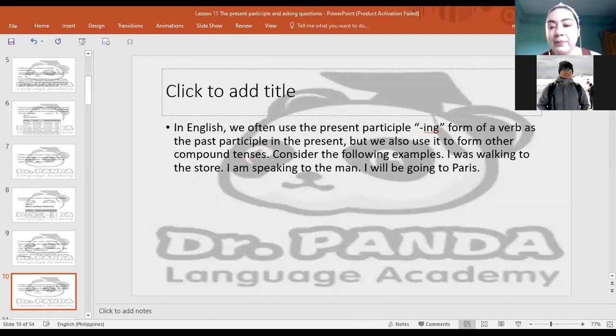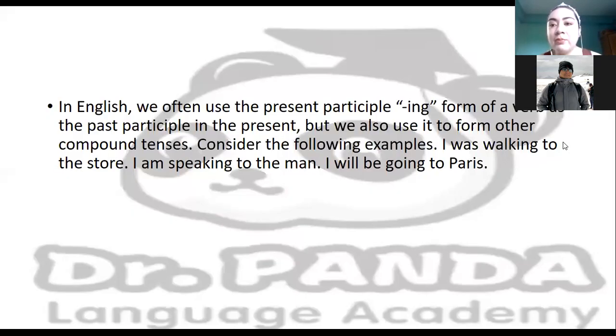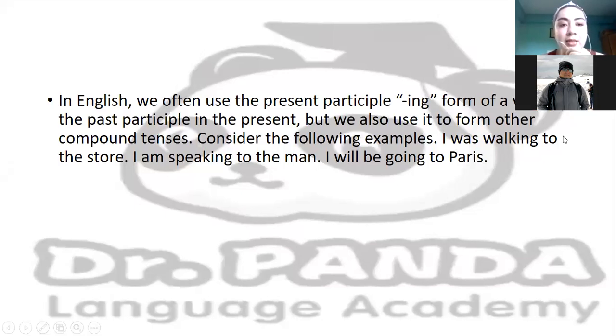Okay. So in English, we often use the present participle, the ing form of a verb, in the present. But we also use it to form other compound tenses. So consider the following examples. I was walking to the store. I am speaking to the man. I will be going to Paris.